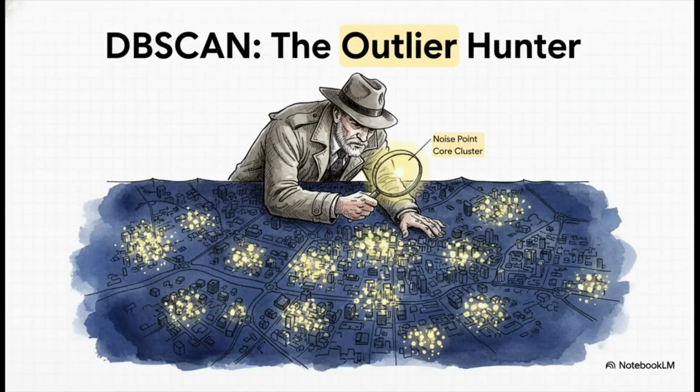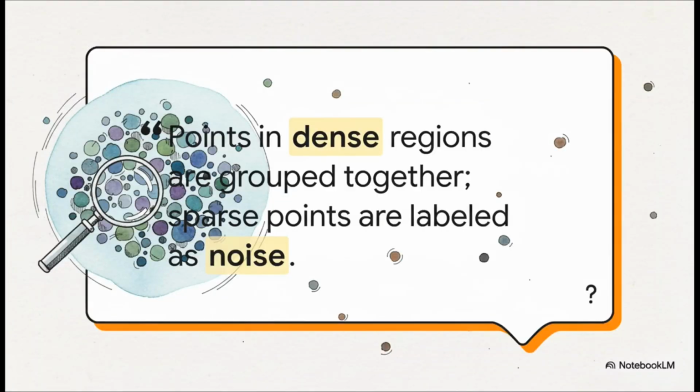So for those pesky outliers that can mess up K-Means, we call in a specialist. Meet DBSCAN, our density-based detective, the resident outlier hunter. This algorithm couldn't care less about a preset number of groups. It only cares about how tightly packed the evidence is. And this quote right here, this is its whole philosophy.